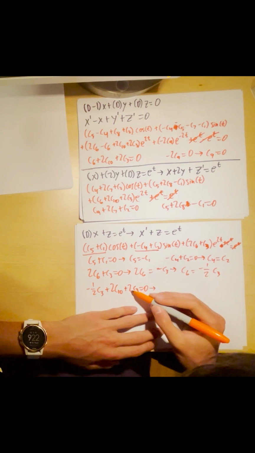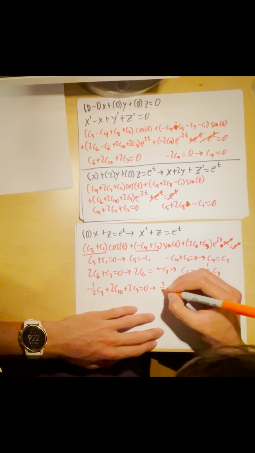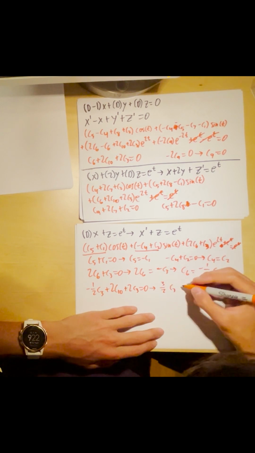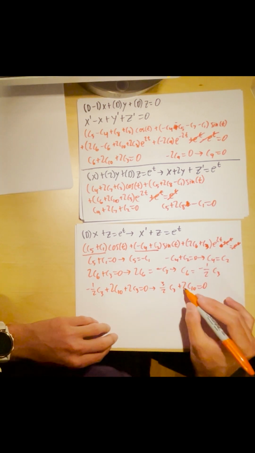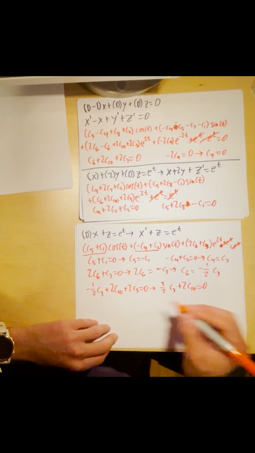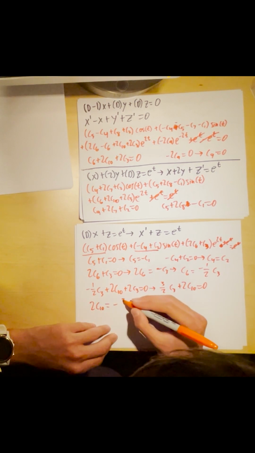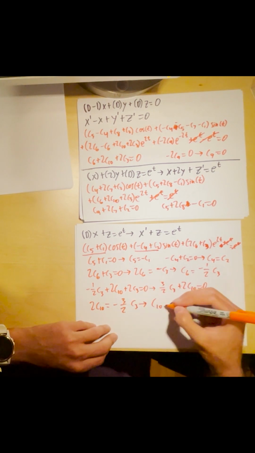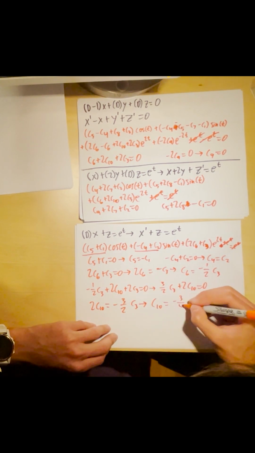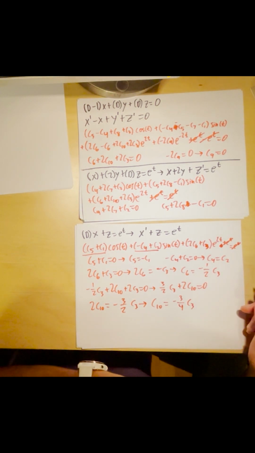So 2 is the same thing as 4 over 2. So 4 over 2 minus 1 over 2 is 3 over 2. 3 over 2 C3 plus 2 C10 equals 0. I'm going to subtract the C3 term. We get 2 C10 equals negative 3 over 2 C3. Divide through by 2. C10 equals negative 3 over 4 C3. Great.